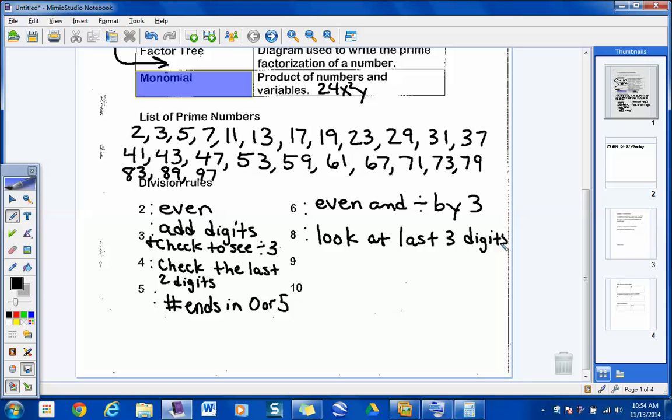Give me 1 second. Got it? All right, kiddos. So let me write this down. You're going to add the digits and see if it's divisible by 9. If the number you get after you've added up is divisible by 9. So an example, I'll wait till you have that down. Let me know when you've got that written down. We'll do an example.